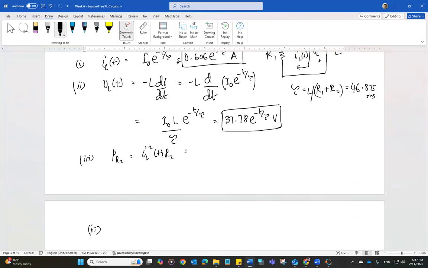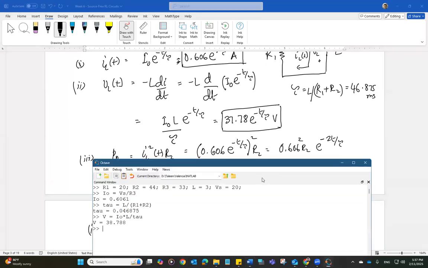All right, so our IL(t) is 0.606 e to the power negative t over tau, squared, times R2. So we're going to have 0.606 squared R2 e to the power negative 2t over tau. That's the power expression. So we can calculate PR2 at 10 millisecond, plug in the value 10 millisecond in the equation and get the result.